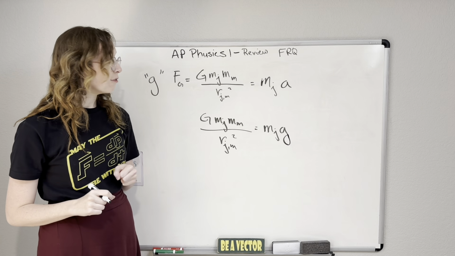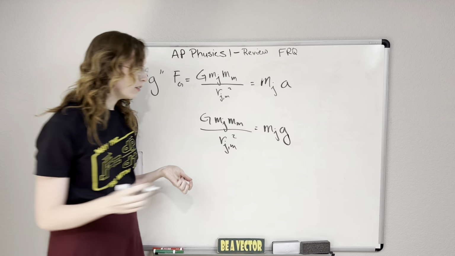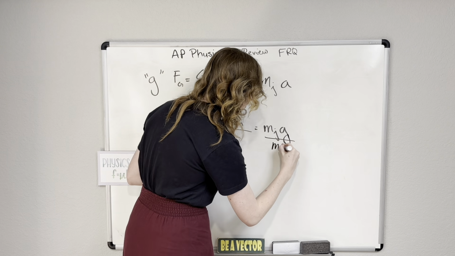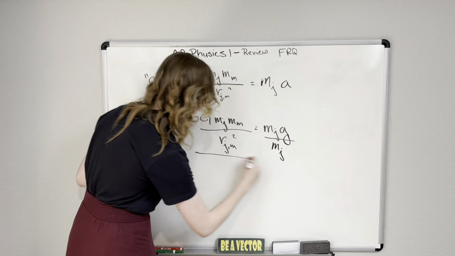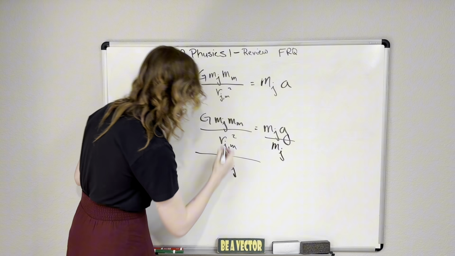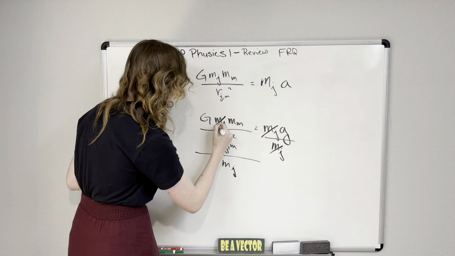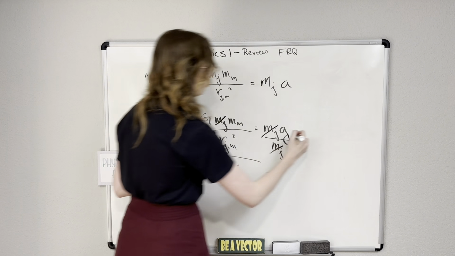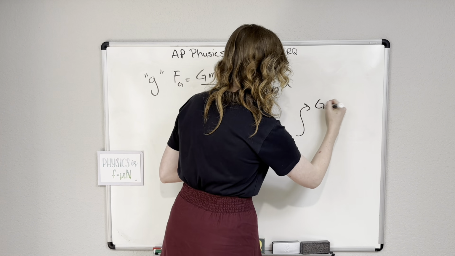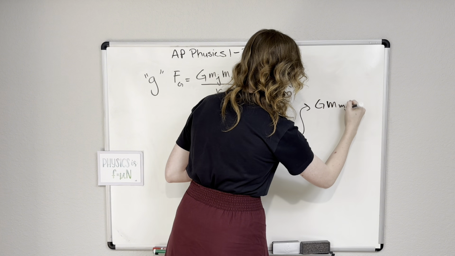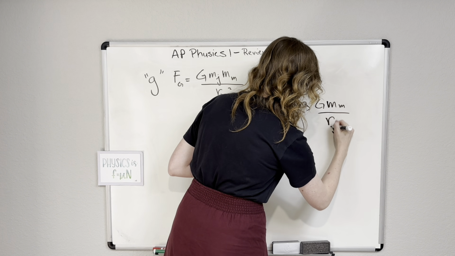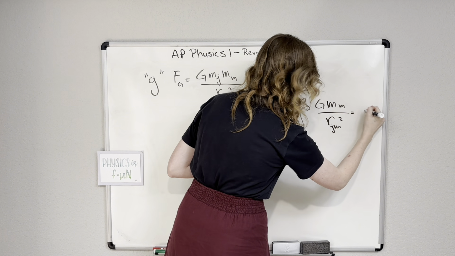So if I'm trying to solve for this g, to get it alone, all I have to do is divide both sides by Juniper's mass, which means this one cancels and this one cancels. And we're left with a little expression that G times the mass of the moon divided by r_JM squared is equal to g.